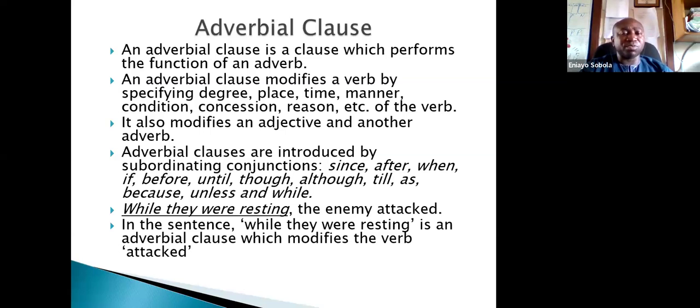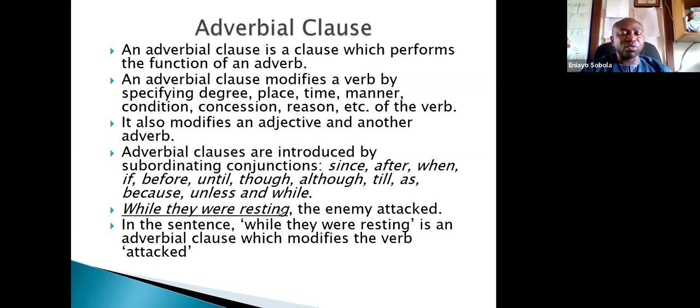So adverbial clauses are introduced by subordinating conjunctions. These elements are called subordinating conjunctions. They are used to introduce adverbial clauses. We have since, if, before, until, although, though, till, as, because, unless, while, and the rest of them. There are still many more. In this example: while they were resting, the enemy attacked. The element that introduced that clause is "while", one of the elements mentioned as subordinating conjunctions.